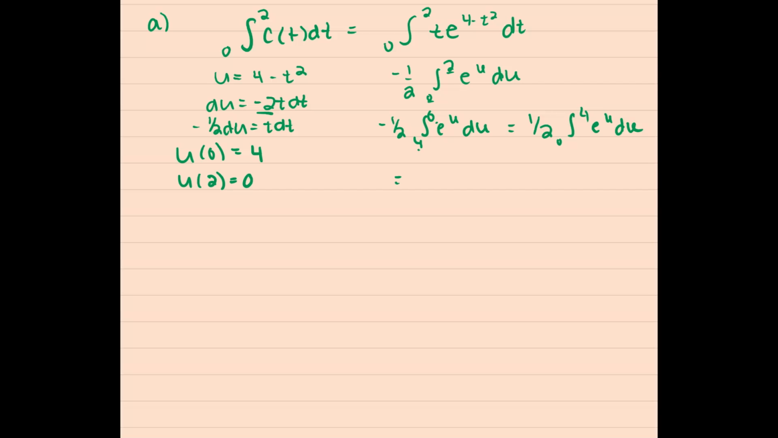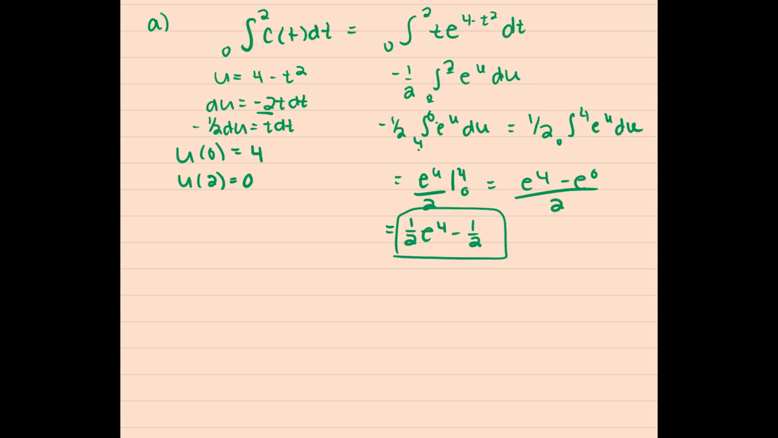And then we know that the antiderivative of e to the u is simply e to the u. And we'd evaluate from 0 to 4, all over 2. So you'd get e to the 4 minus e to the 0, all over 2. And anything to the 0 power is 1. So we'd get that this is the same as 1/2 e to the 4 minus 1/2. And our units would be in miles, and that would be representative of the distance from 0 to 2.